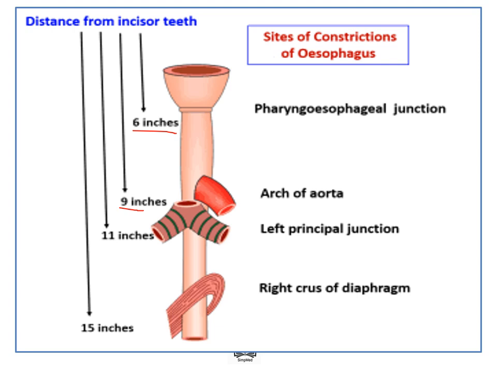Then the constriction by the bronchus measures about 11 inches, or about 27.5 centimeters from the upper incisor, and tends to be at the level of T5, T6. And finally, the last constriction at the diaphragm measures about 15 inches, or sometimes 16 inches, or 40 centimeters from the upper incisor. And that's at the level of T10, where the esophagus moves from the thorax into the abdomen.